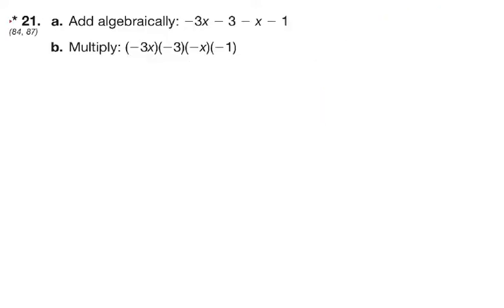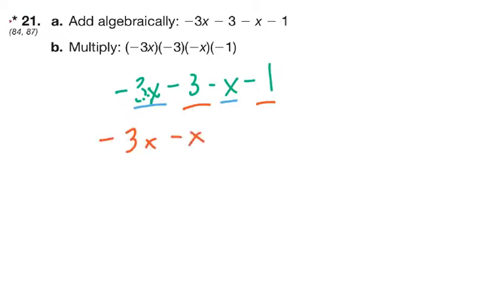It says add algebraically negative 3x minus 3 minus x minus 1, and I'm just going to write that down here. And I'm going to combine my x's and my whole numbers. So that's going to give me negative 3x minus x, minus 3 minus 1. And negative 3x minus x is the same as negative 3 plus 1, plus negative x, plus a negative x. So that means I have a total of negative 4 x's.